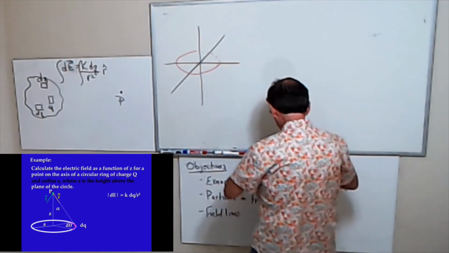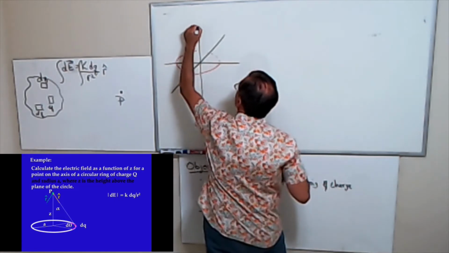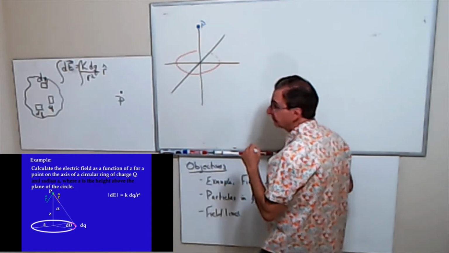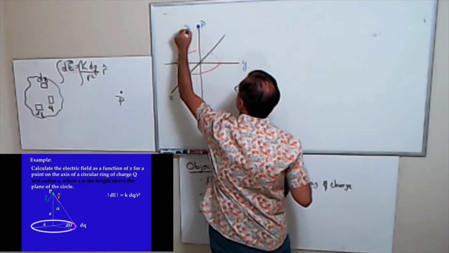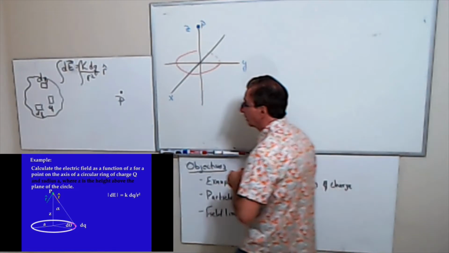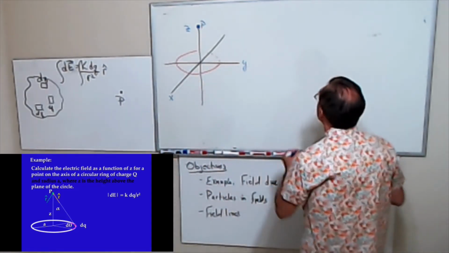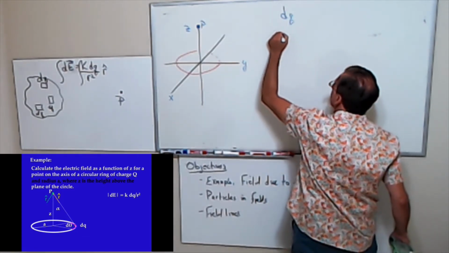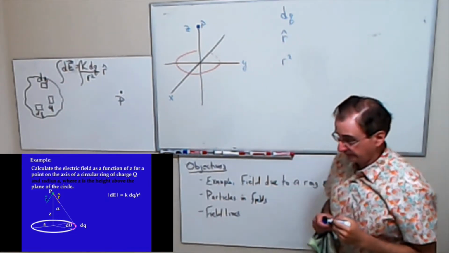And let me draw point P. And my coordinate system is that. And I want to determine an expression for dE first. So I want to know dE. So basically I need to know what's dQ, what's r hat, and what's r squared. In fact, I'll do the second, that one's easier to do.